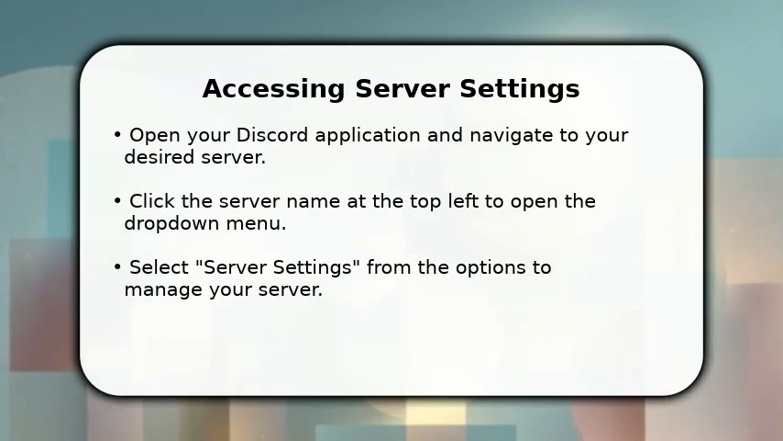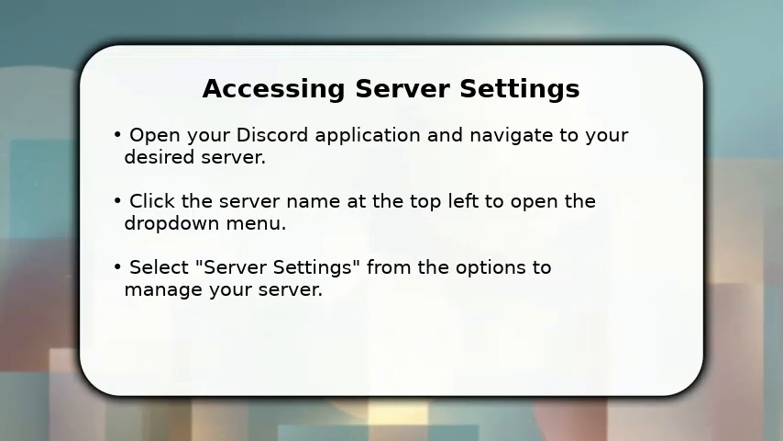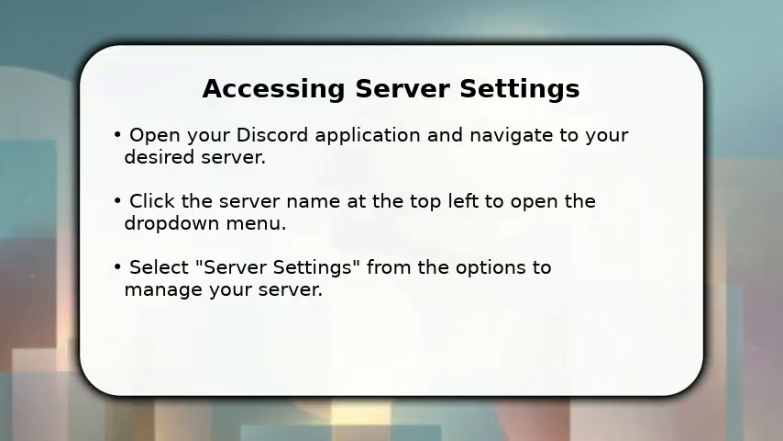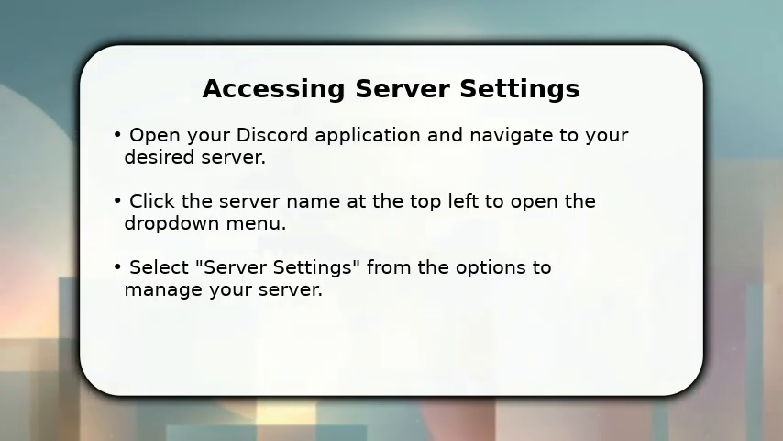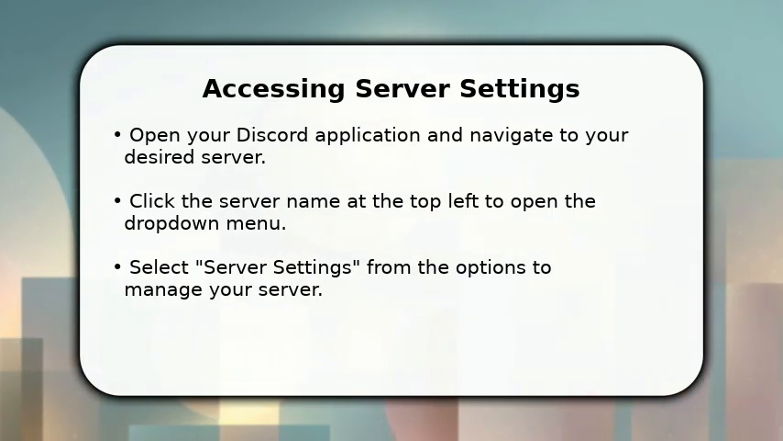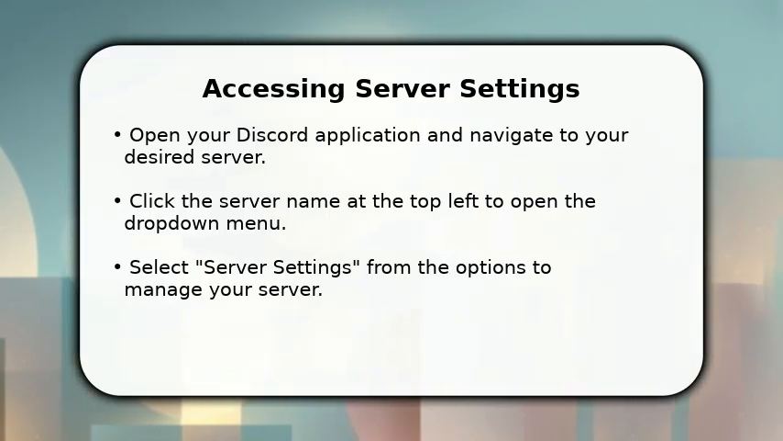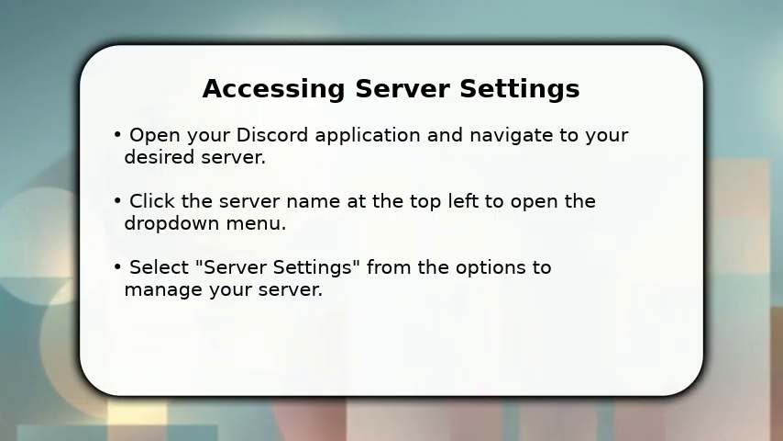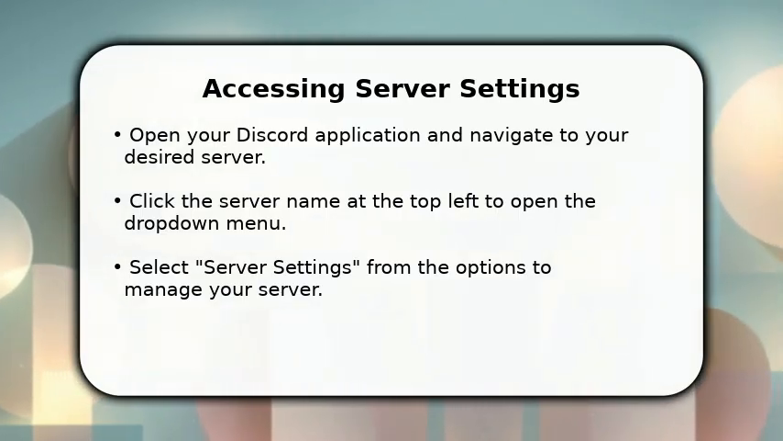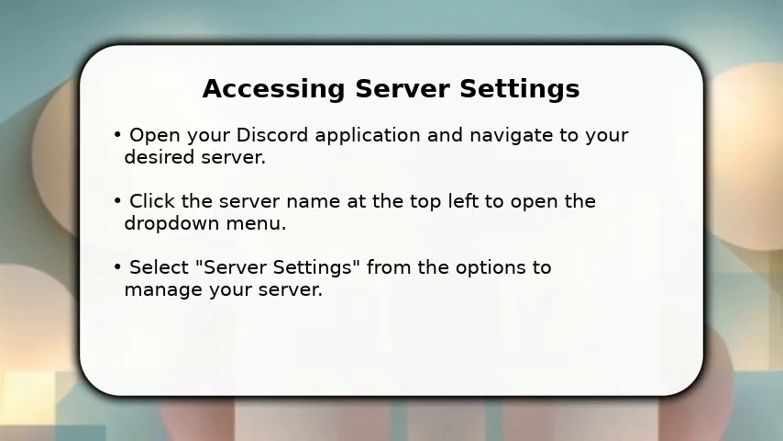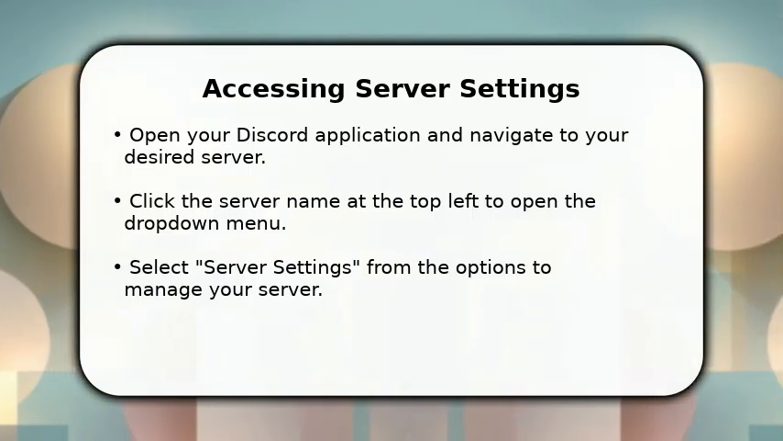In this video, I will explain how to make roles on your Discord server. First, open your Discord application and select the server where you want to add roles. Look for the server name at the top left of your screen and click it. A drop-down menu will appear. From this menu, choose Server Settings to access all the administrative options for your server. This is the crucial first step to begin customizing your server's member organization.